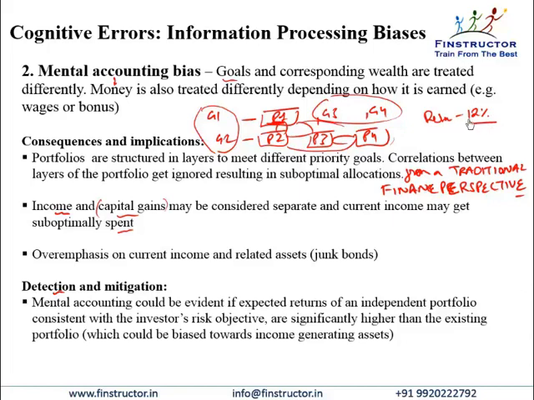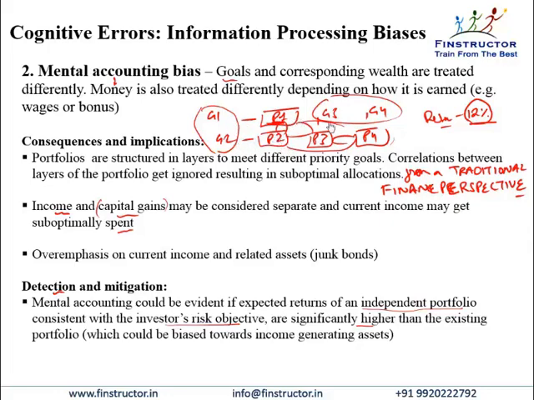And if we now construct a portfolio with this 12% in mind, and we construct the portfolio from a traditional finance perspective, we find that a lot fewer assets are needed. Or in other words, the expected returns of an independent portfolio that is consistent with the investor's risk objective are significantly higher than the current portfolio that the investor has. So the current portfolio has a much lower expected return, or needs a much higher number of assets, because he has over allocated to fixed income securities.